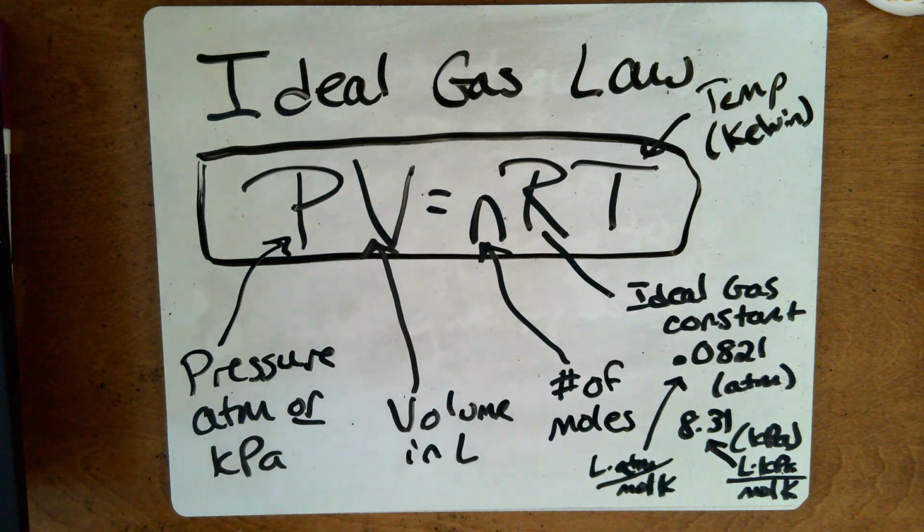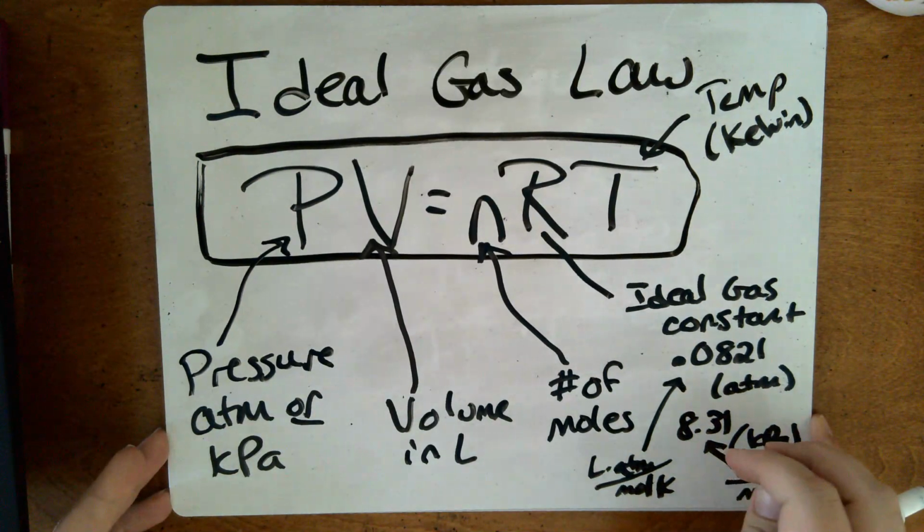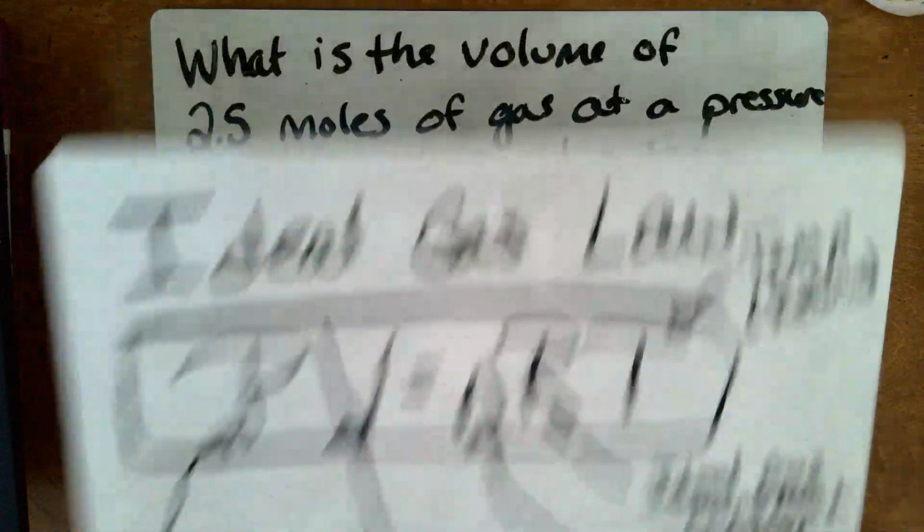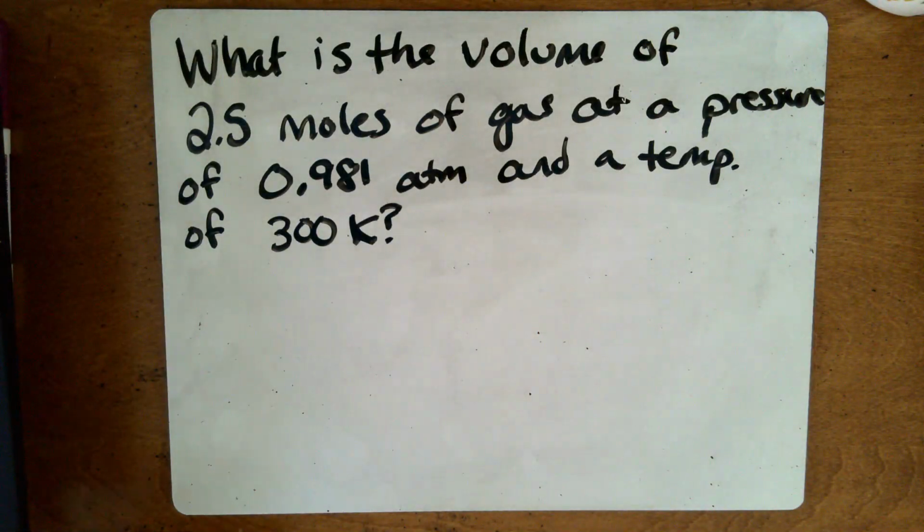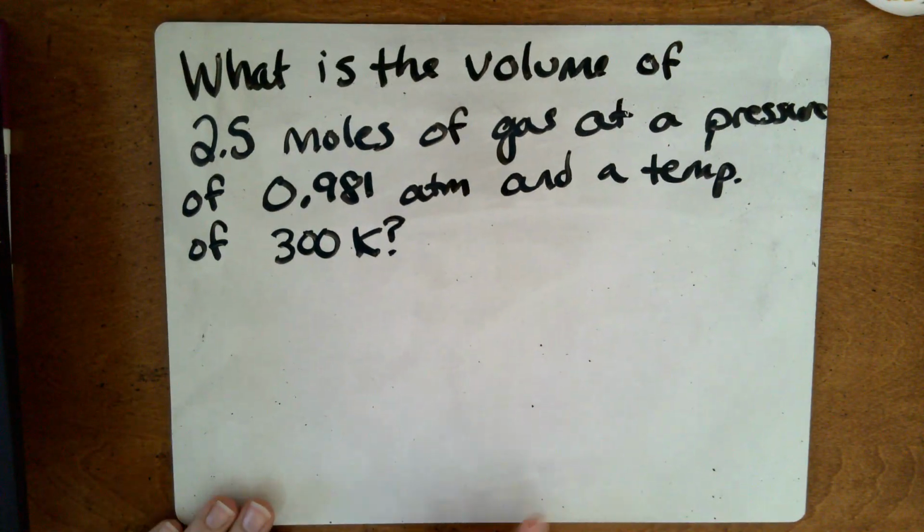Knowing this formula will just save you a little bit of time. Of course, if you have it in your notes, that's great too, but it helps to just know it off the top of your head. All right, so I'm going to show you how we'd solve a problem with this, and then you can try it on the Discovery. What is the volume of 2.5 moles of gas at a pressure of 0.981 atmospheres and a temperature of 300 Kelvin?